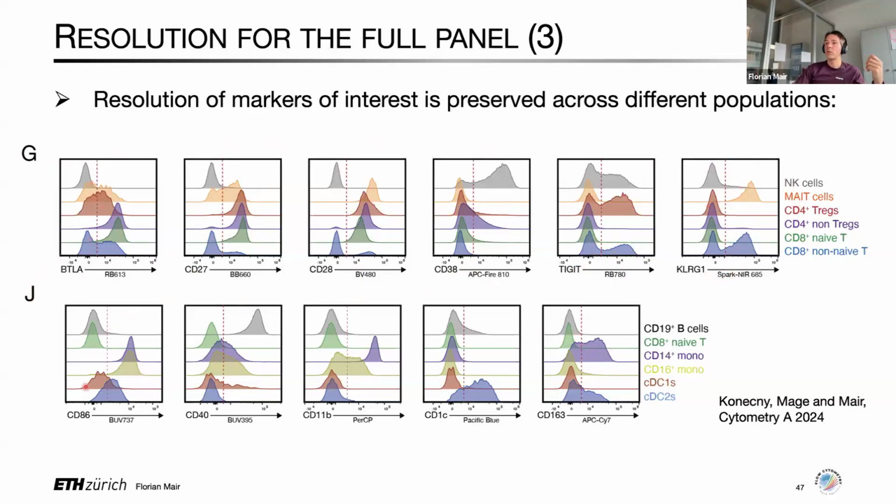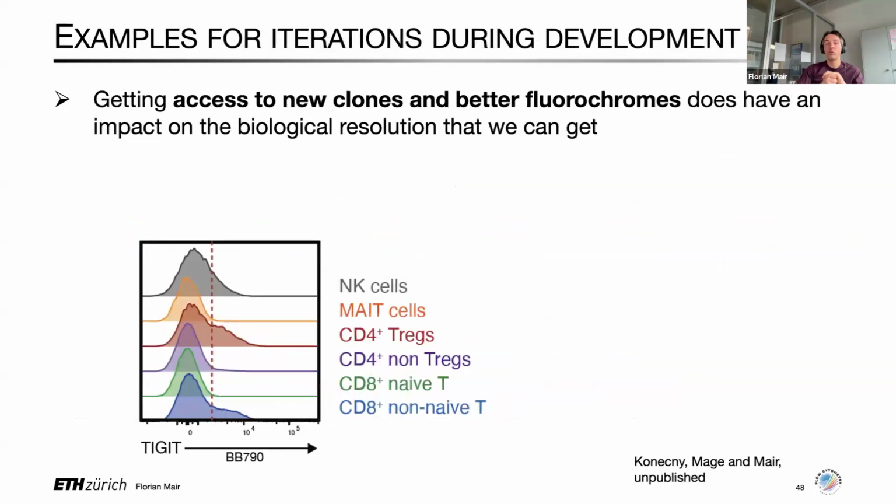And the same is true here for these phenotyping markers such as CD86 or CD40 or CD11B on the myeloid populations, also the small populations like the cDC2s, cDC1s, the different monocyte populations, or here the B cells as a gating control. We can get nice resolution across the board. And again, I want to give a shout out to all manufacturers that are really working to get these new fluorochromes to the market, because I think they really have a major impact on the biological resolution that we can get.